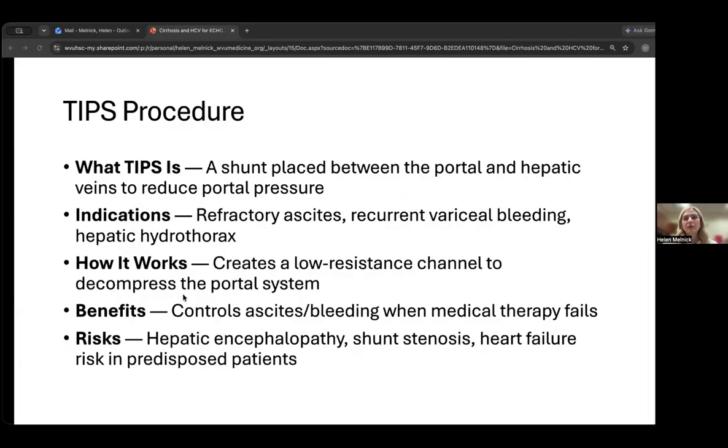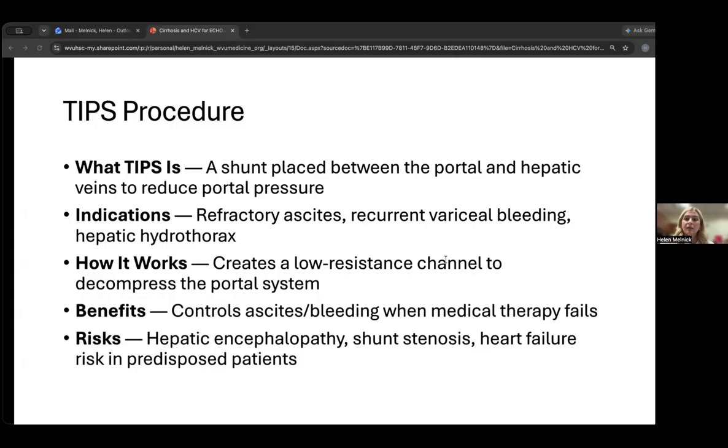So if we get to a point, though, where we are not able to manage the varices or ascites with medical or endoscopic management, then we talk about a TIPS. So a TIPS is a transjugular intrahepatic portosystemic shunt. It is a minimally invasive interventional radiology procedure that creates a channel between the portal vein and hepatic vein. The goal is to decompress the portal vein by providing a low resistance bypass around the cirrhotic liver.